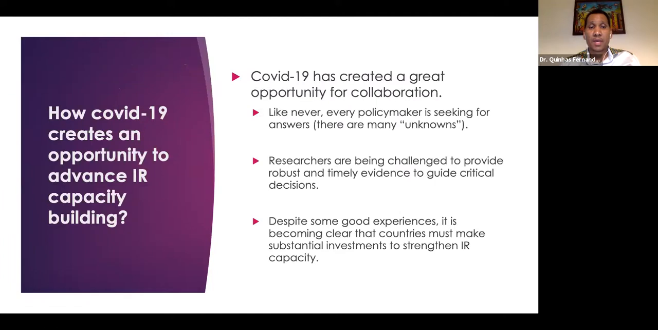Finally, I wanted to end my reflection talking about opportunities for capacity building in the context of COVID-19. COVID-19 has created an excellent opportunity for collaboration. Honestly, I have never seen a situation where policymakers demanded evidence like they are demanding today. There are many unknowns, and almost every policymaker is asking questions and seeking answers.